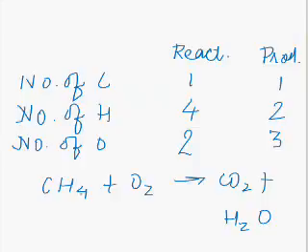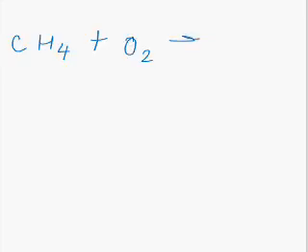To have 4 hydrogen atoms on the right side, we will multiply H2O by 2 and write it as 2H2O. So now our equation will become CH4 plus O2, it will give CO2 plus 2H2O.